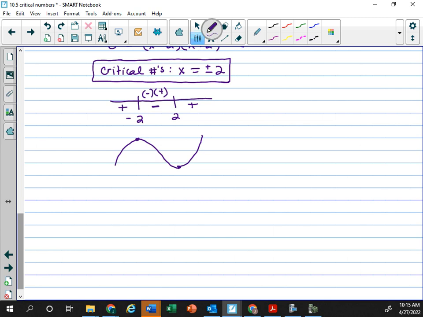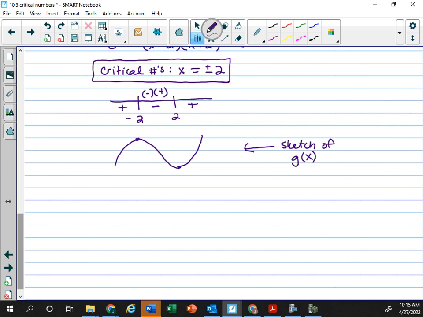Is -2 a maximum or a minimum? Maximum. And what about +2? Minimum. Yes. So remember, this is a sketch of g of x. I don't put the xy coordinate plane on there because I don't want to think about where these things are really happening. I don't know what the y values are off the top of my head. I just want the shape so I can see increasing, decreasing, maximum, all that stuff.